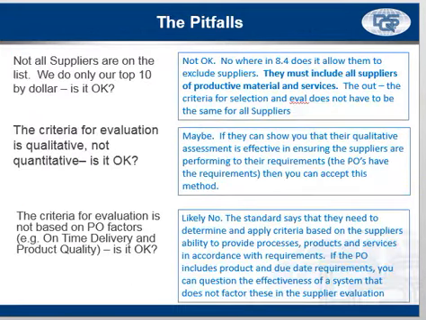Okay. So now we're going to hit some of the pitfalls of the clause, and I talked about this first one already. Not all the suppliers are on the list. We only do our top 10 by dollar. Is that okay? It is absolutely not okay. They must include all suppliers of productive material and services. They can have different criteria for different types of suppliers. It doesn't have to all be the same, but they all must be included.